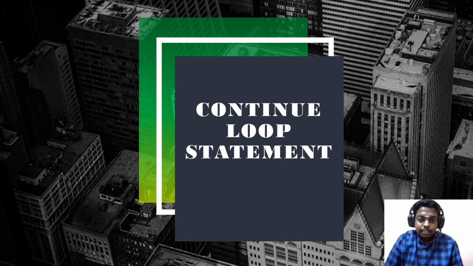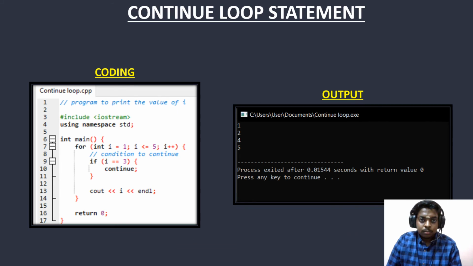Last but not least, I want to explain the continue loop statement. These are the coding which I do for the continue loop statement. Program to print the value of i. Integer main. For integer i equals 1, i less than or equal to 5, condition to continue. If i double equal to 3, below that continue, the cout is i. These are the output for this coding. The output comes out with 1, 2, 4 and 5.